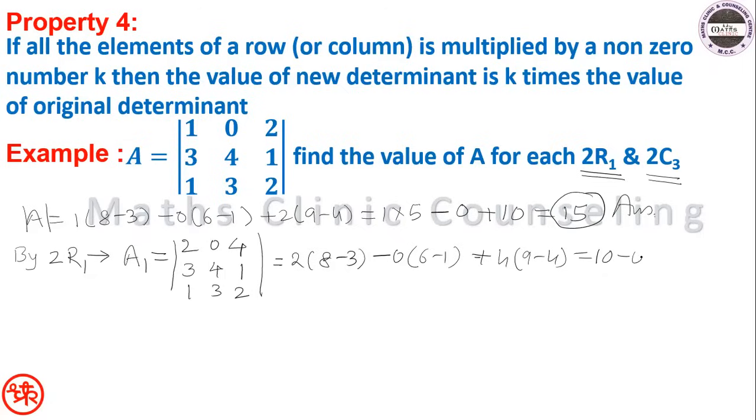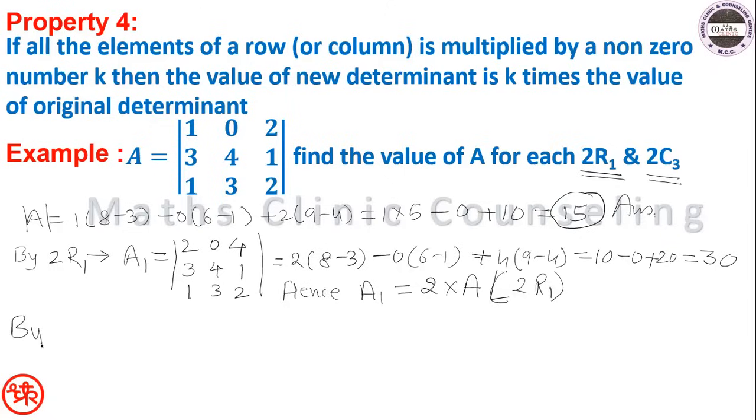So minus 0 plus 9 minus 4, 5 into 4 is 20. So how is it? 20 plus 10 is 30. So hence A1 is equal to 2 times A, and you say 2R1, we had taken 2 times, and therefore the value of the determinant changes twice.